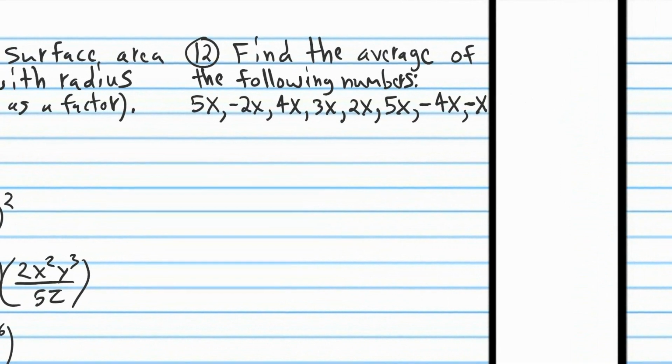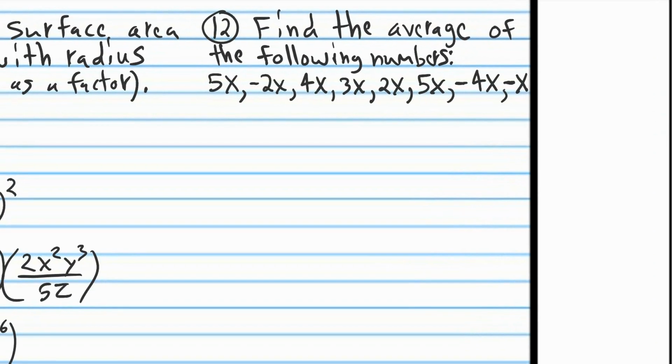All right, number 12, find the average of the following numbers. So remember, to find the average, you just add up all the numbers and divide by how many numbers there are. So let's write mean, because mean is the same thing as average. And remember, we show division with the fraction line. First of all, let's go ahead and add those numbers. So 5x minus 2x, and so on and so forth.